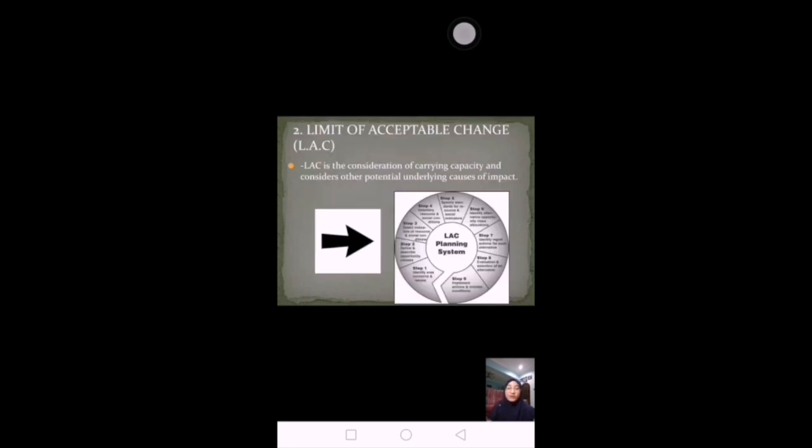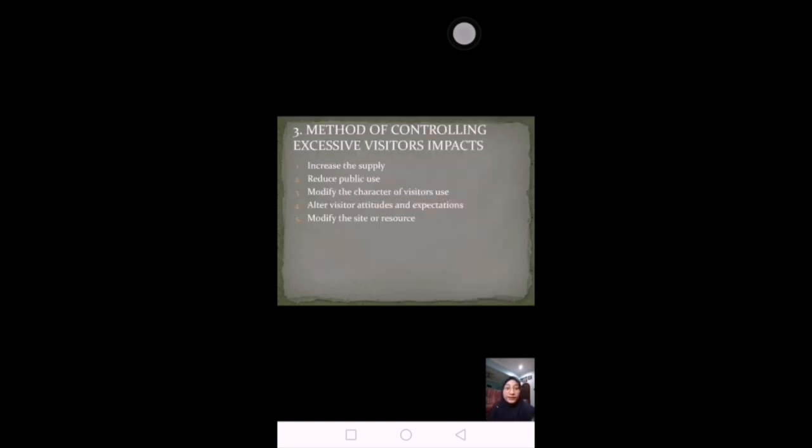Next, number 2, limits of acceptable change, which is LAC. What is LAC? LAC is the consideration of carrying capacity and also considers other potential underlying causes of impact. There are 9 steps which you can see in the slides, which I am not going to explain in detail because group 2 has explained this to you. Next, number 3 is methods of controlling excessive visitors' impact.